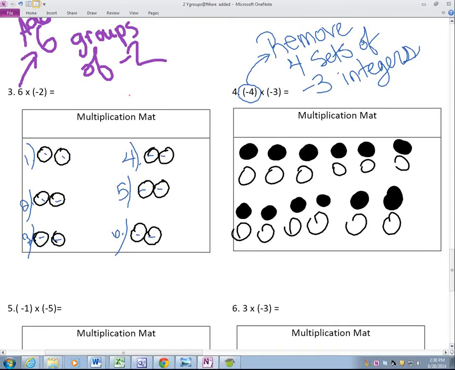Okay, let's see. Blake, I haven't heard you speak today. What am I going to do? Remove the negatives? But how many of them? 12, but can you be more specific? I didn't know about 12 other than doing that absolute value thing. There we go. So we're removing 4 sets of -3 integers.